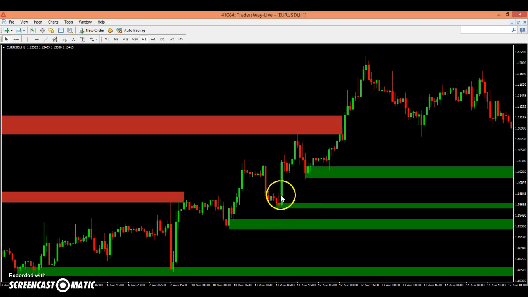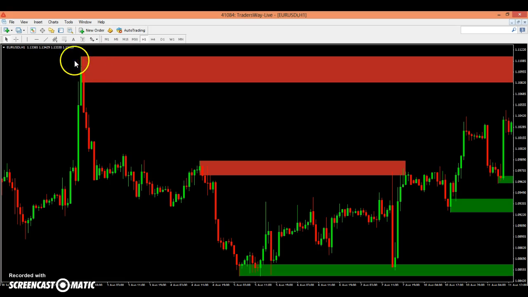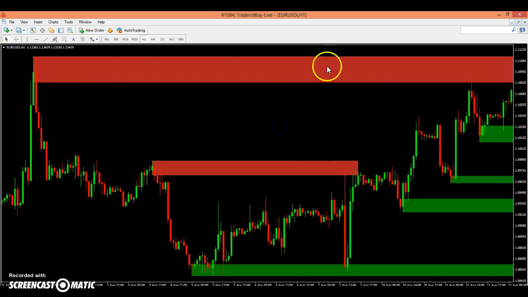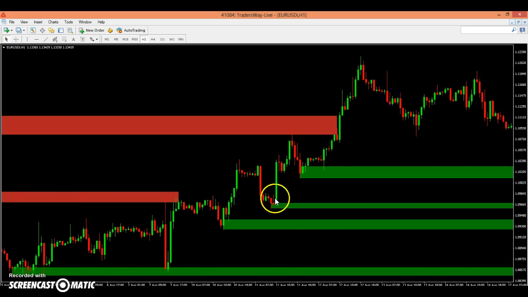Here as well, a new demand box has formed. It pushed up nicely. We could have taken that trade as well. Here, this selling opportunity, we would not have taken. As I stated earlier, we took it up here. It's already come back and tested it. We don't need to worry about that. We're no longer interested in this supply area up here.